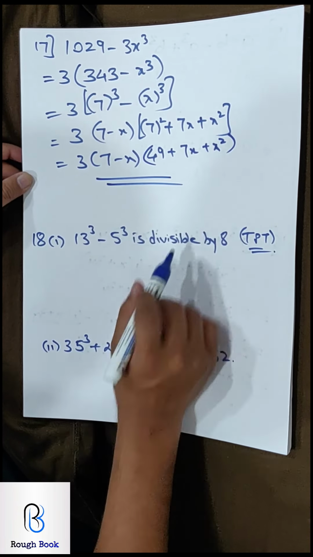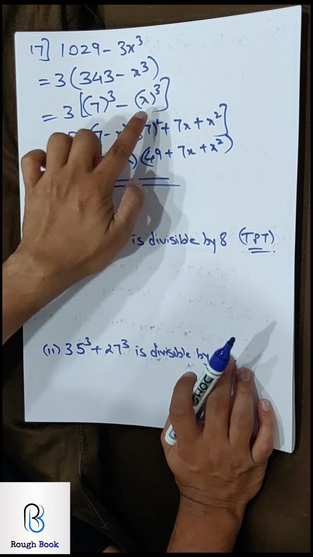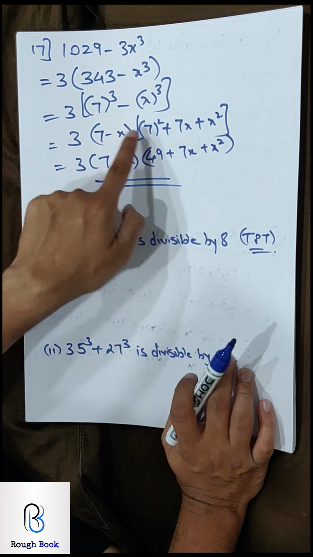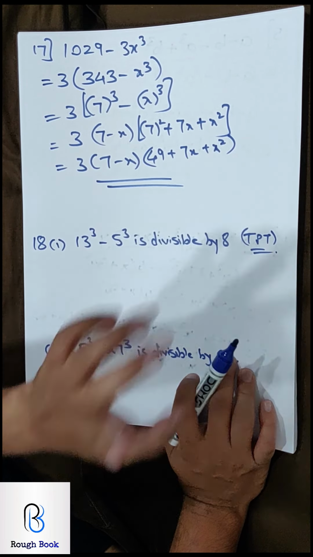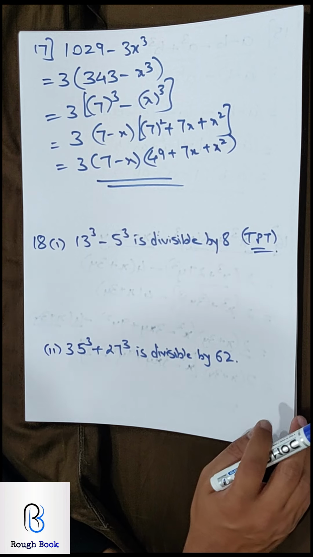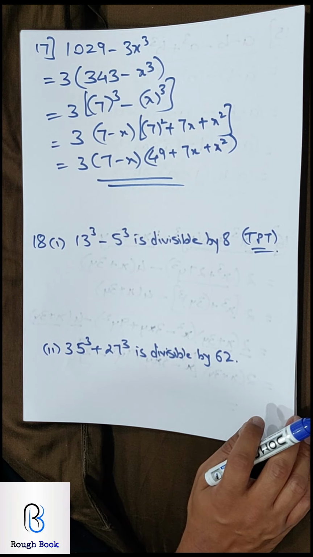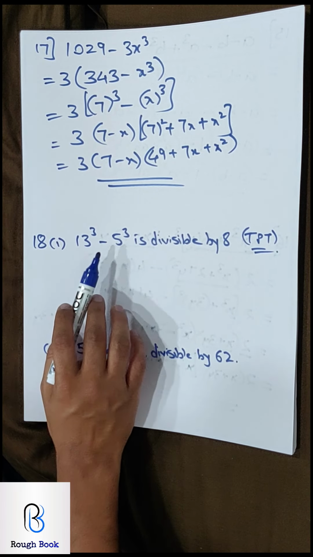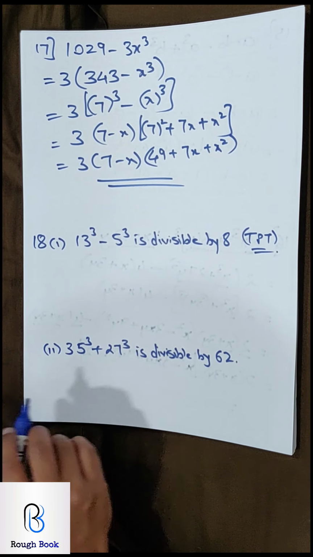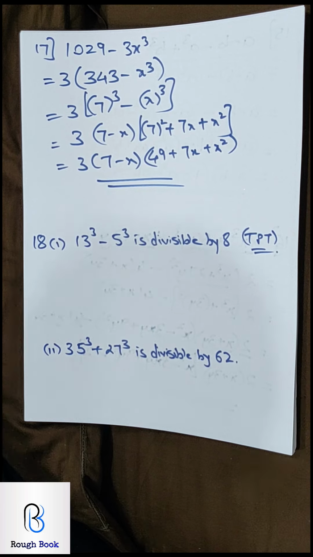Have I done it correct? Let's recheck. A cube minus b cube, so a minus b, a square plus ab plus b square. We are all right. Come on, go to the 18th one. 18th is slightly different. We'll have to understand this very well. They say 13 cube minus 5 cube is divisible by 8. Prove it. Think how are you going to do it?